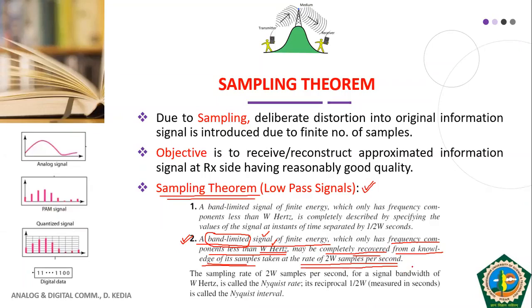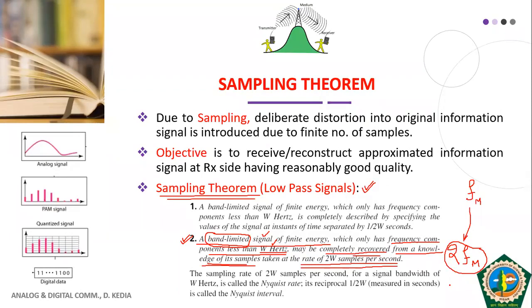Okay, what does it mean? 2W samples per second means if the maximum frequency present in the signal that we are sampling is, say, FM, and we want to reproduce or reconstruct this signal from its sampled signal, then we need at least twice FM samples per second.